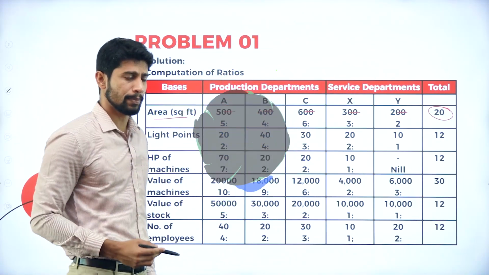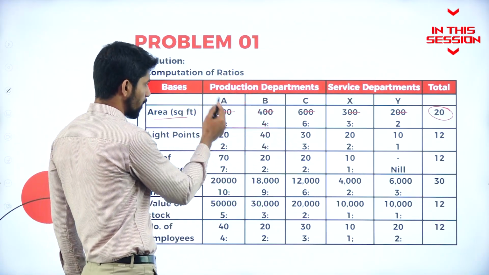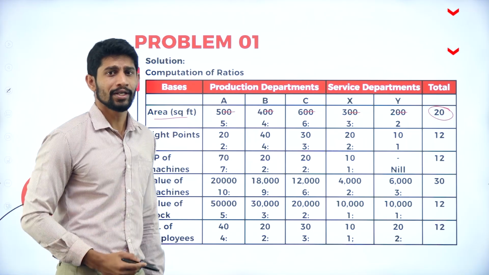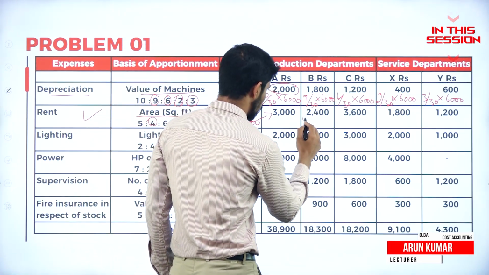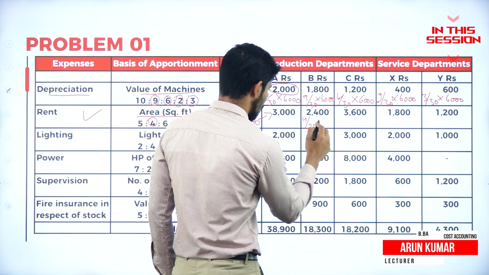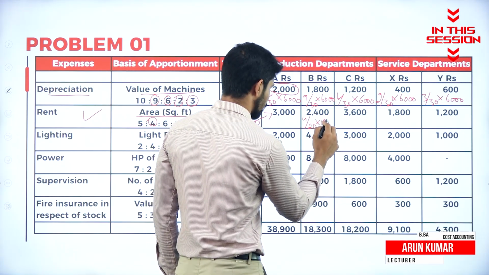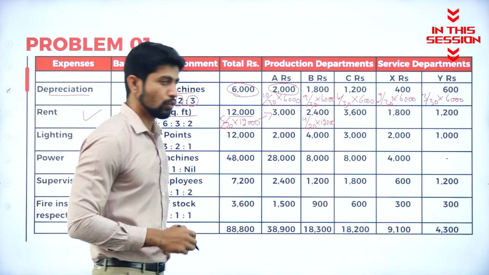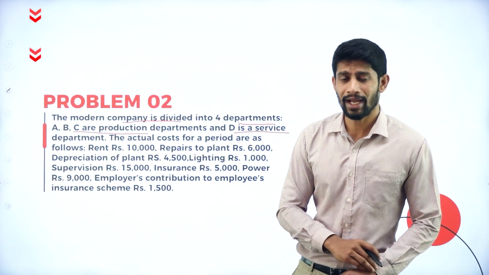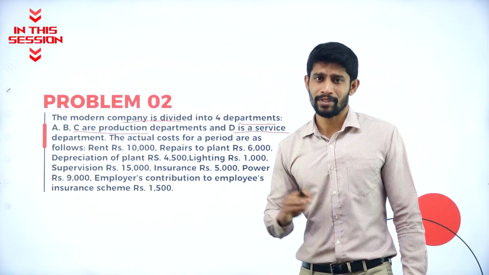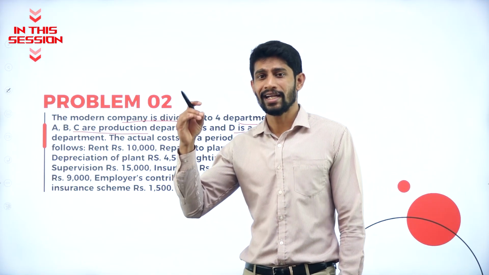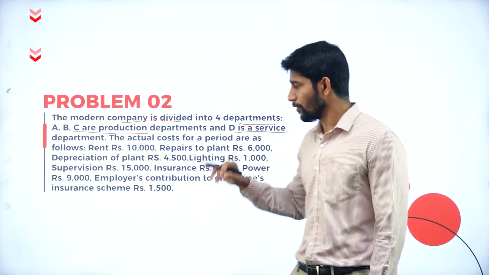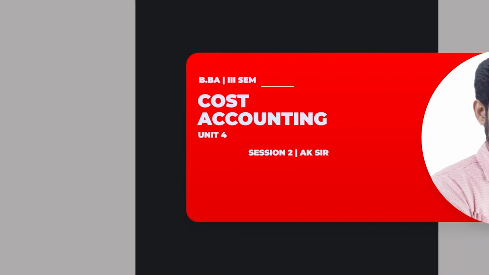If you are allocating any expenditure with respect to production department A, so 5 divided by 20 you are supposed to do. What is the ratio? 4. So 4 divided by 20 into 12,000. How much you'll get? 2,400. In this problem, we have only 5 departments, A, B, C. These 3 departments relating to production and the others relating to service department.